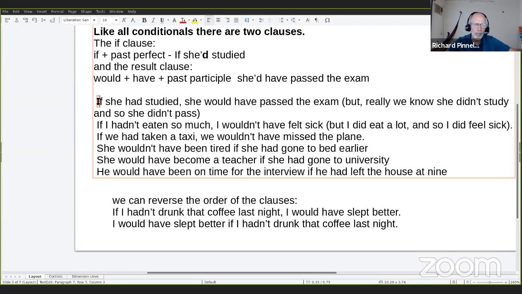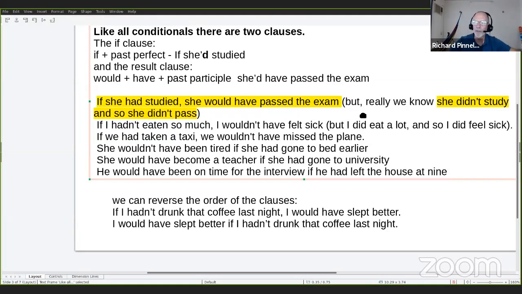An example of the third conditional, an imaginary situation in the past with a result in the past. Both parts of this talk about the past. If she'd studied, she would have passed the exam. But really, we know she didn't study, so she didn't pass. The reality of the situation is that she didn't study and she didn't pass. This is the reality. But here we're talking about a hypothetical situation, an imaginary situation in the past. So we need to use this structure, the third conditional. If she'd studied, she would have passed the exam.